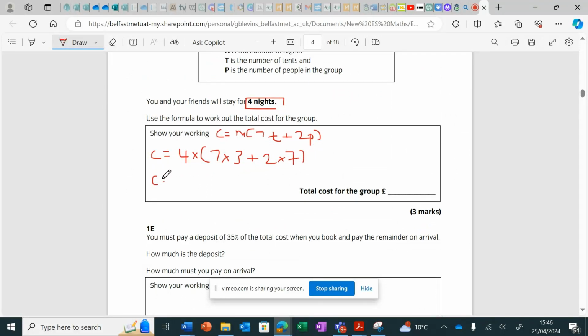So C equals 4 times whatever is in brackets. Well, 7 times 3 is 21 plus 14. So C equals 4 times whatever is in brackets. 21 plus 14 is 35. So C equals 4 times 35. So C equals 140. 140 pounds. Put your answer in the answer box.